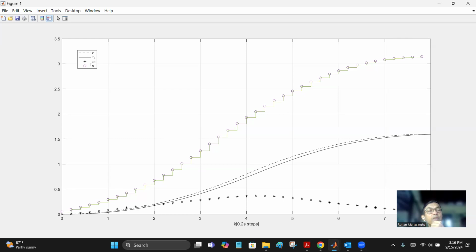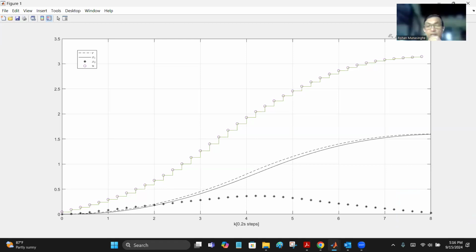X2 is the star line. This is the x2. You can see x2 increases and eventually goes to 0. Probably x2 is the rate of change of x1. So therefore, at this point, the rate of change is 0, so this will maintain the level.